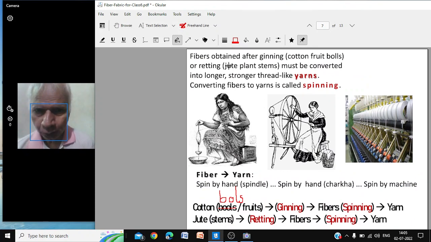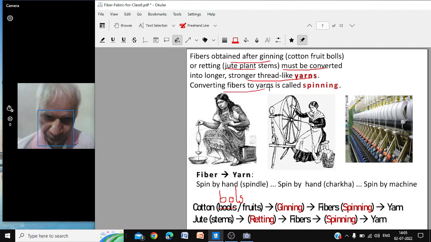Now, fibers obtained after ginning in case of cotton or retting in case of jute must be converted into longer and stronger threads called yarns. Fibers are very thin, very weak, very delicate. You have to convert them into strong yarns. Converting fibers to yarns, the method is spinning.